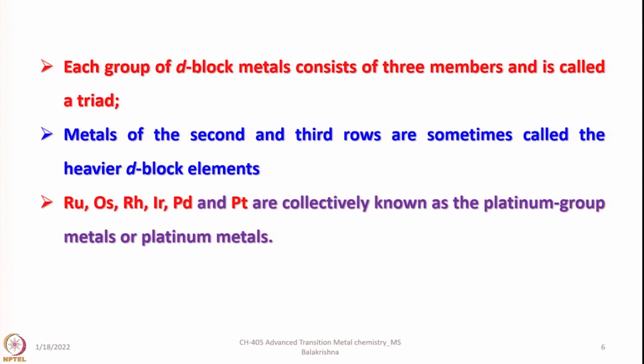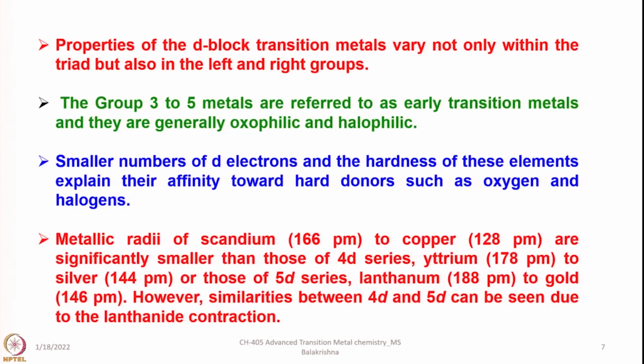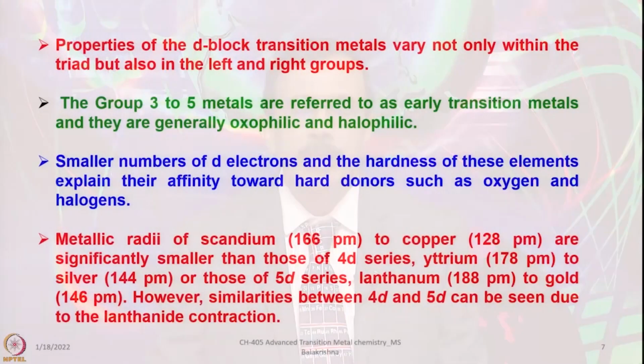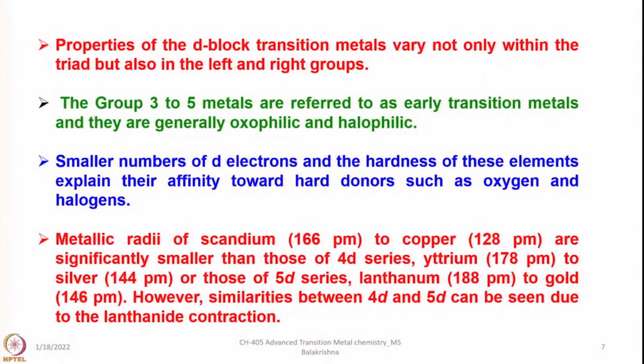The platinum metals refer to these 6 elements together, that is ruthenium, osmium, rhodium, iridium, palladium and platinum. So, properties of the D block transition metals vary not only within the triad as I had mentioned, but also in the left and right groups. The group 3 to 5 metals are referred to as early transition metals, and they are generally oxophilic and halophilic.